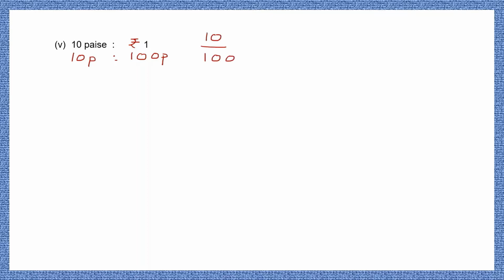Now we need to reduce it to the lowest term. So first step, let's cancel. Now there's nothing more that we can do. So the answer here is 1 by 10. When I write it as a ratio, it is 1 is to 10. No unit is to be written.